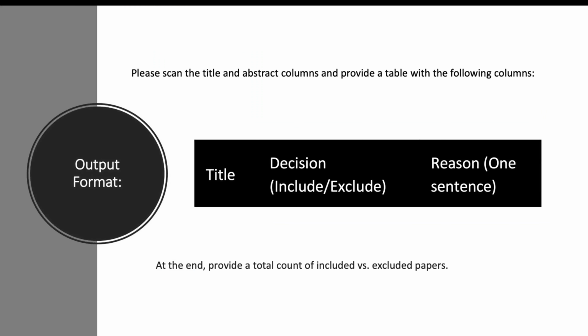And the output, obviously, is also an important factor of your prompt engineering. This is the output I need: the title, the decision, and the reason why the decision has been made for that specific research article. Based on that, I can identify which article is related or not. At the end, provide a total count of included versus excluded papers. This is a detailed prompt, the sections of the prompt which I am going to use in NotebookLM.